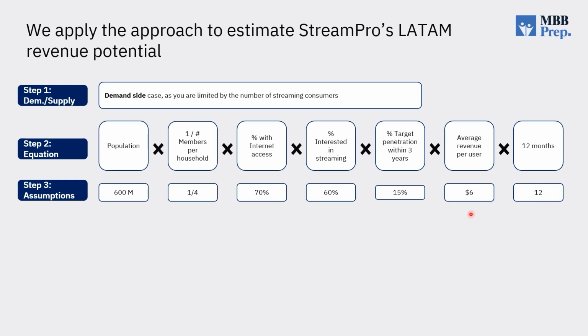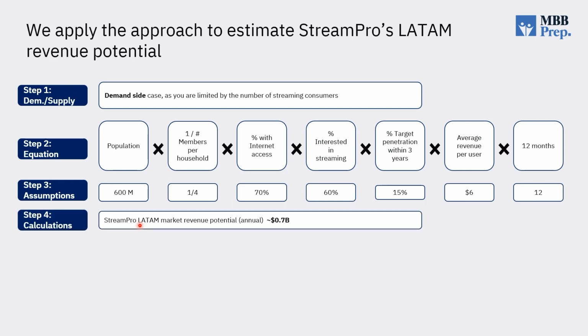Now, I don't know the LATAM average revenue per user, but I know in the US, streaming would cost somewhere between $12 to $14. Again, assuming LATAM GDP per capita is maybe half of that of the US or maybe even lesser, I will assume perhaps $6 here. Multiply that by 12 months should give me the annual revenue opportunity, right? Then we do the math.